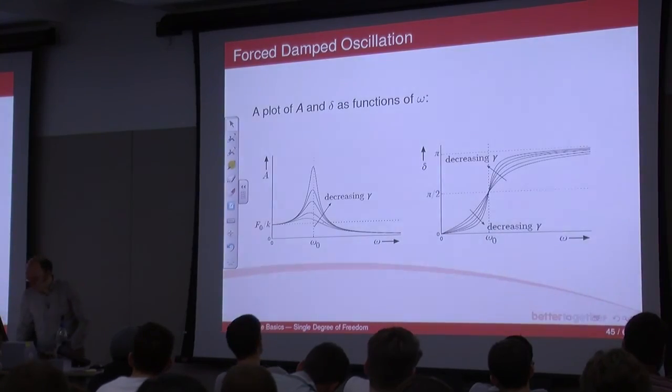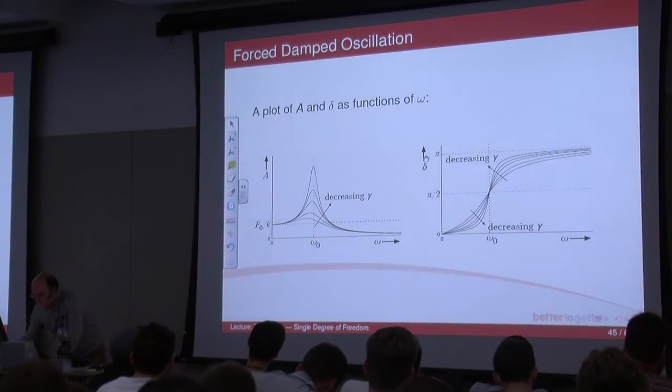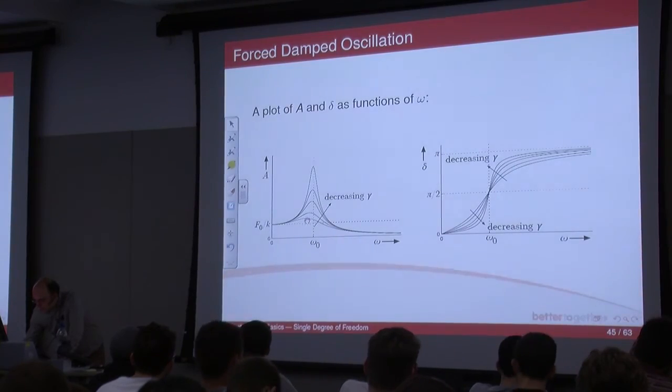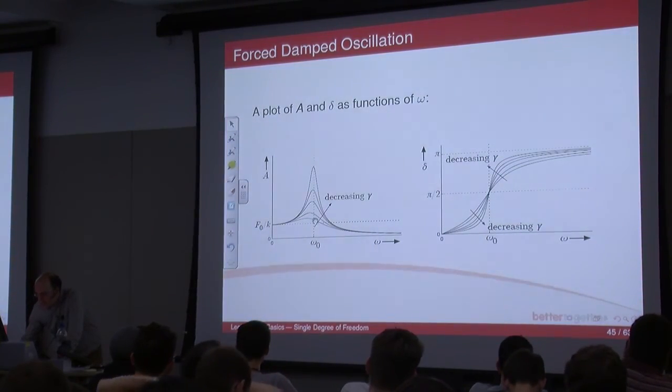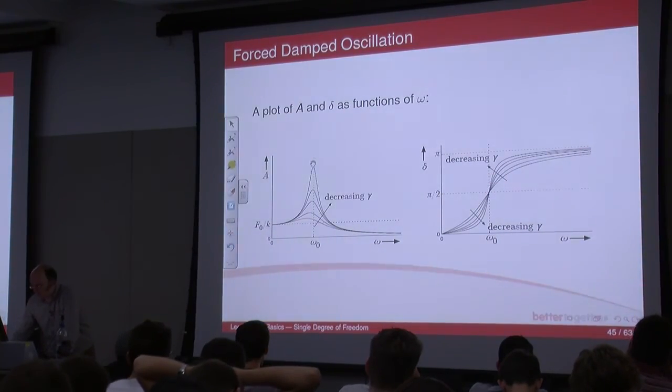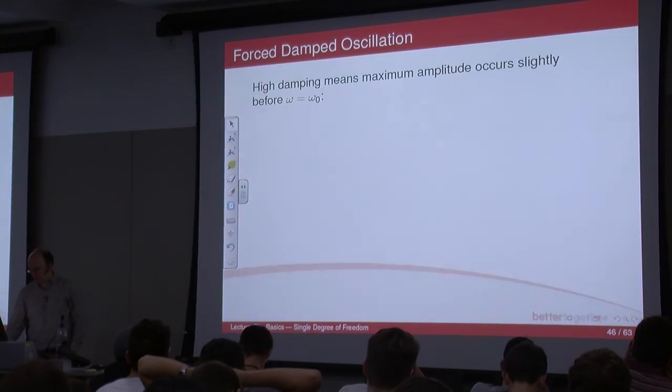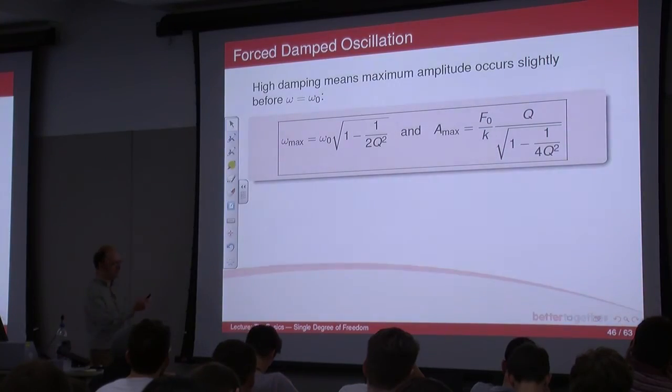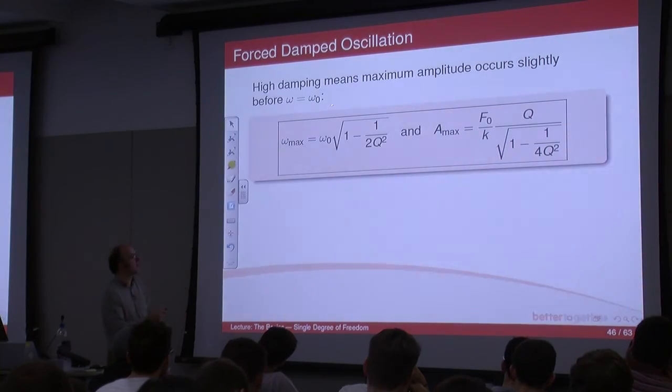Now you'll notice, if we look at this, the peak of the amplitude, so this bit here, there, and there, happens slightly before your natural frequency. And that depends upon the damping. The less damping you have, the more likely it is to be at the natural frequency, but that peak doesn't actually occur at the natural frequency. And there are equations that will help you define that. So the frequency at which the maximum does occur, which is here, A max, is equal to this. And you can see that that depends upon Q.